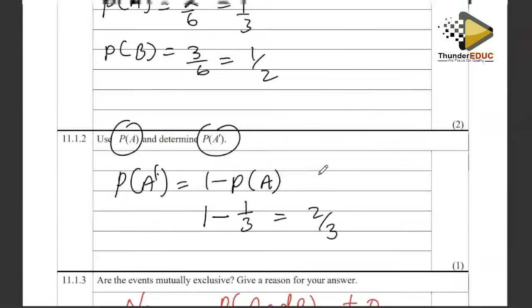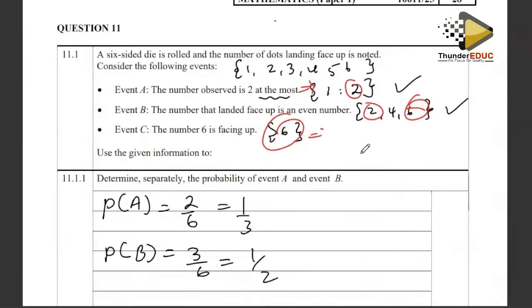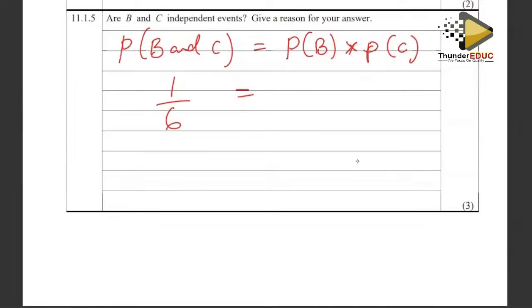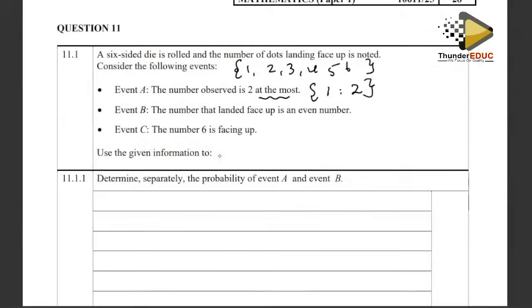No, it's not 2 elements in B. Let's go back and see. In B, we have 3, meaning that's going to be a 3/6, times number that landed up is an even number. So it's 2, 4, 6. And then the number up is a 6.